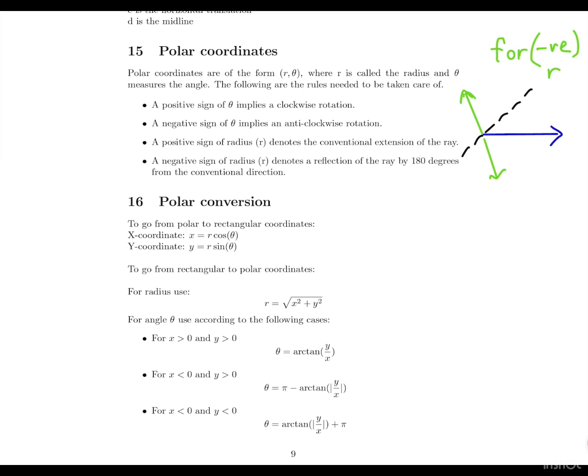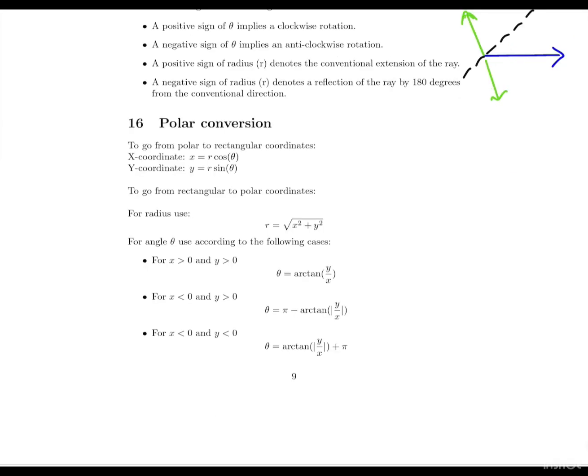I've tried to illustrate it with the diagram beside the marked points here. So conventionally the ray is facing north, but after rotating it 180 degrees, it is in another position, which is negative radius. That's how you denote negative radius. You first move it clockwise or anti-clockwise, and then you rotate it 180 degrees.